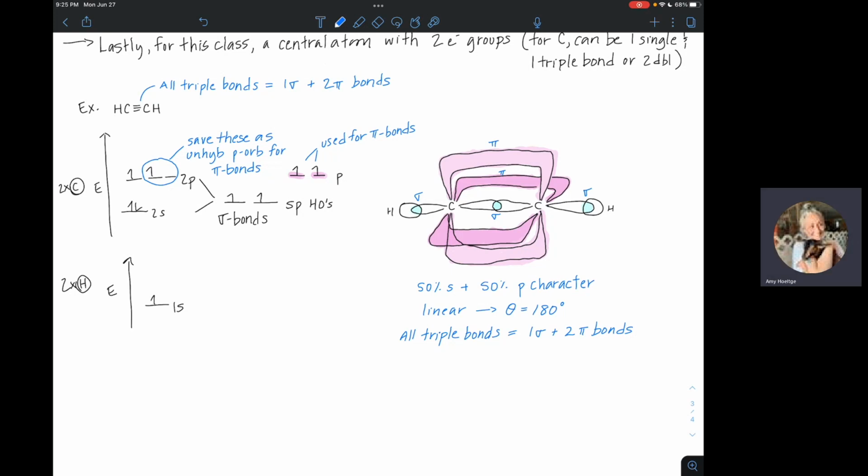Each carbon has 3 sigma bond, or I'm sorry, each carbon has 2 sigma bonds. I see 3 total, right? But for each carbon, I have 2 sigma bonds, but the triple bond itself is 1 sigma and 2 pi.